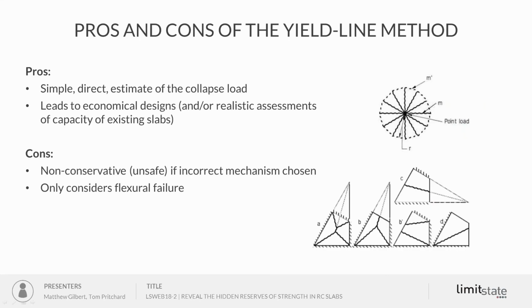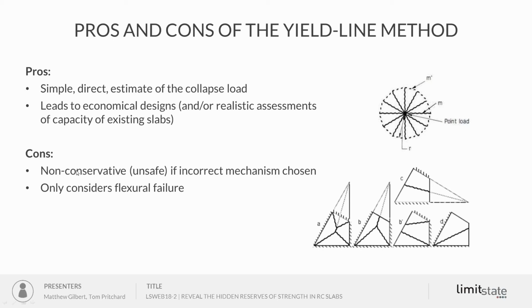Some good things about the yield line method: it's simple, it's direct, you get straight to the collapse load. Big things we'll see is that you can get very economic designs using the method, much more economic than using elastic methods, or from an assessment perspective, you could end up with more realistic assessments of the capacity of a slab. So it might mean that you don't need to strengthen a slab if you're doing a building refurb job, for example.